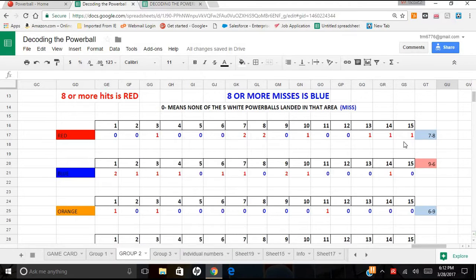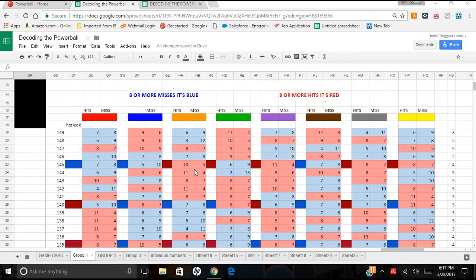So here's the thing. Of course, with 15, the magic number is 8 here. So if there's 8 or more hits, then I color it red, like down here in this blue section. If there's 8 or more misses, then I color this blue. The next thing that I do is bring that number over here to the Group 2 overview. And you can see here's the number that I brought over, 7 hits, 8 misses.